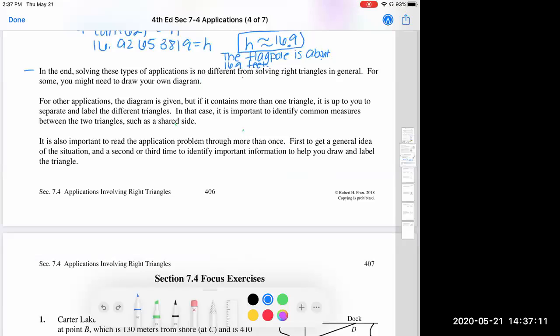Moving forward, in the end, solving these types of applications is no different from solving right triangles in general. For some, you might need to draw your own diagram. For other applications, the diagram is given. But if it contains more than one triangle, it is up to you to separate and label the different triangles. In this case, it's important to identify the common measures between two triangles, such as a shared side.